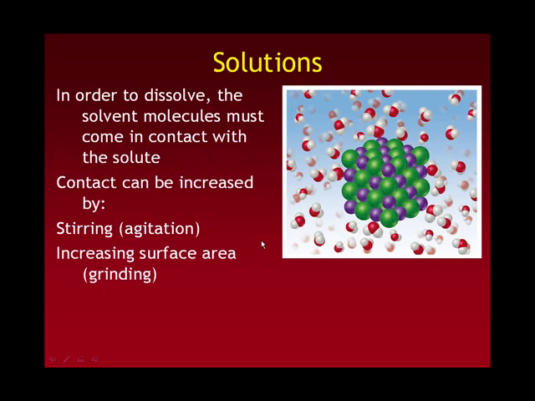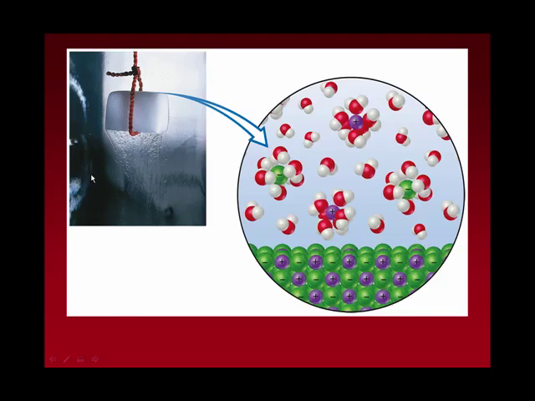So in order for something to dissolve, the things have to come in contact with each other. The solvent must come in contact with the solute. And you can increase this contact in two ways. You can stir it, or you can increase the surface area by grinding it into a finer powder. There's a reason why in chemistry we usually give you powders instead of big chunks of things to do your experiments with, and that's because they dissolve better and they react faster when they are in smaller pieces.